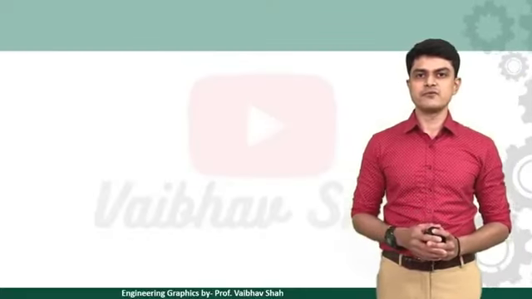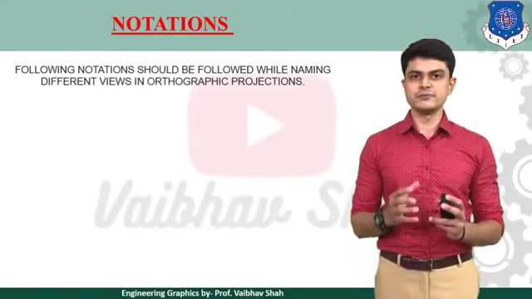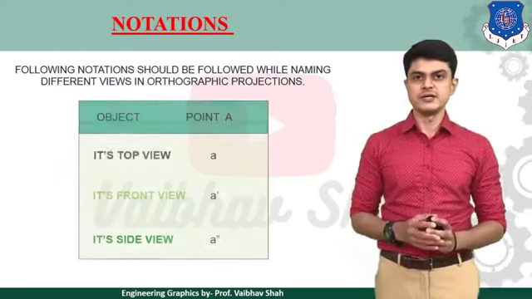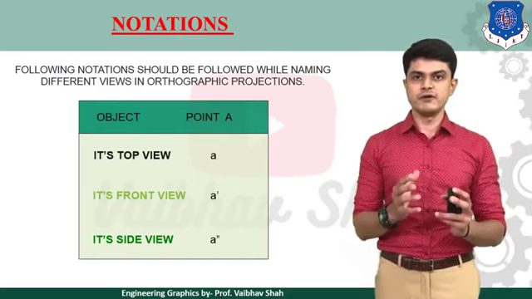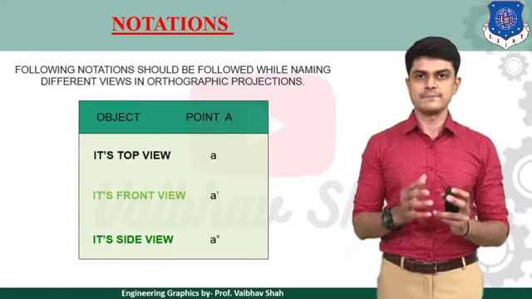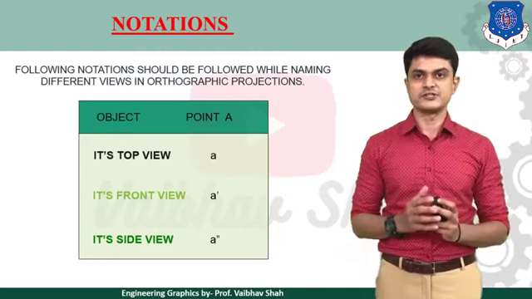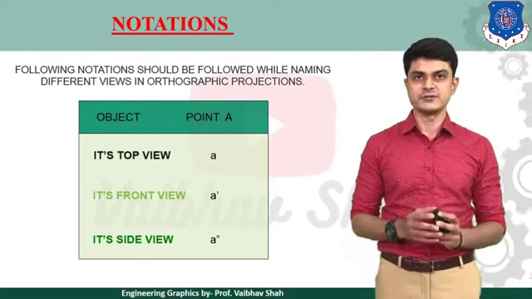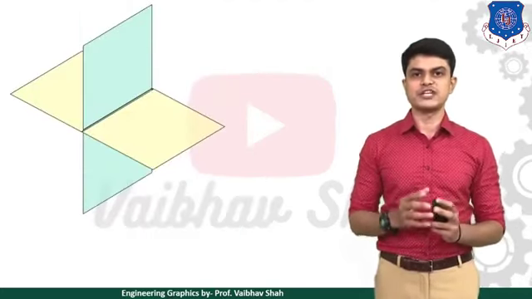So let us begin. First, the notations. Following are the notations which should be followed while naming the different views in orthographic projections. Let us suppose in our case our object is point A. We will give its top view the notation small a. Its front view would be denoted by A with a single dash, and its side view would be denoted by A with a double dash. These are the notations which we are going to follow throughout the chapter.